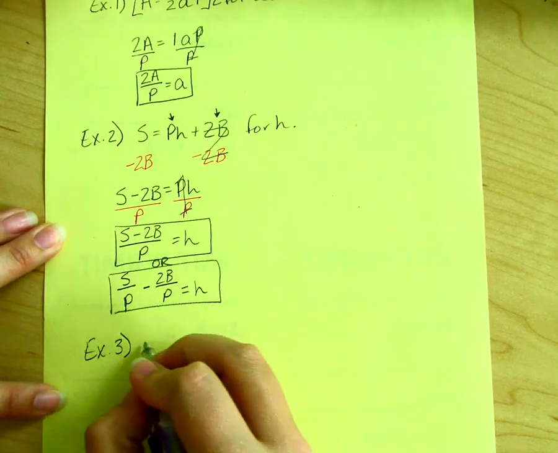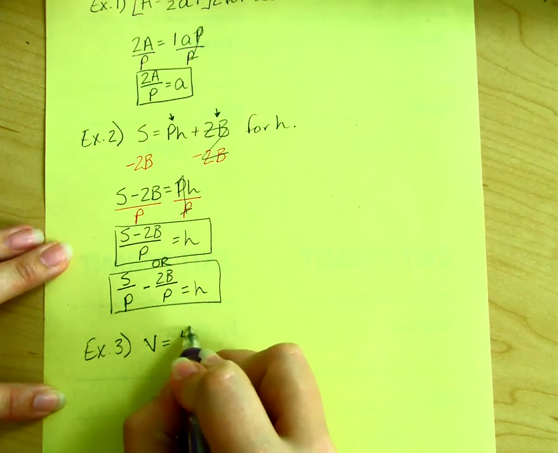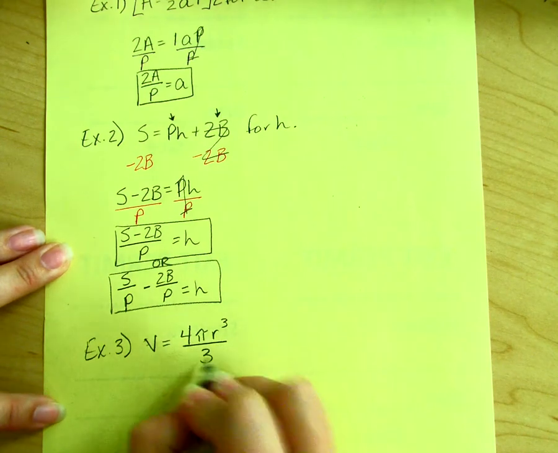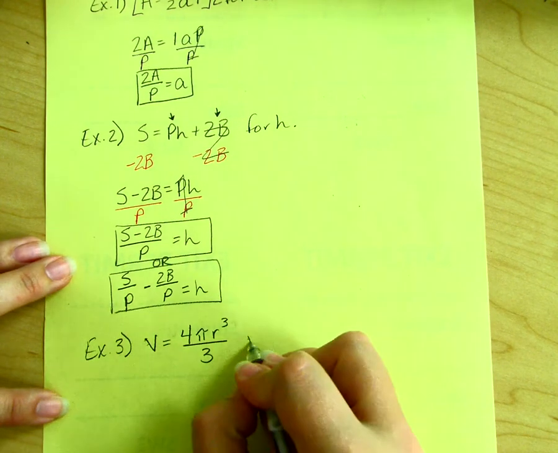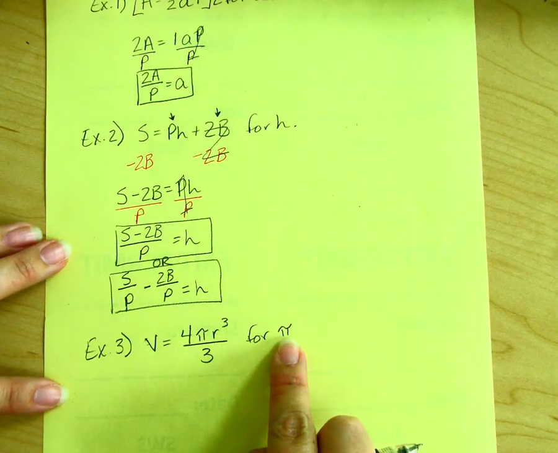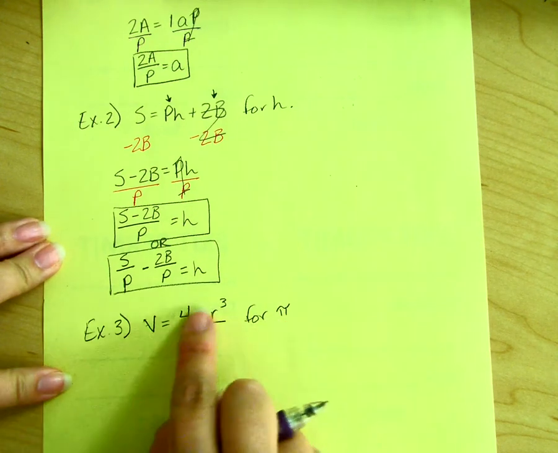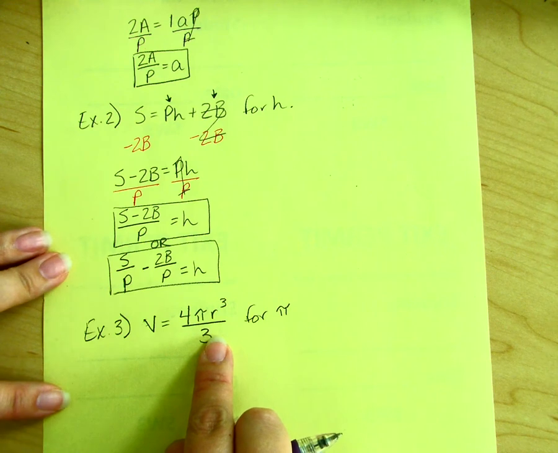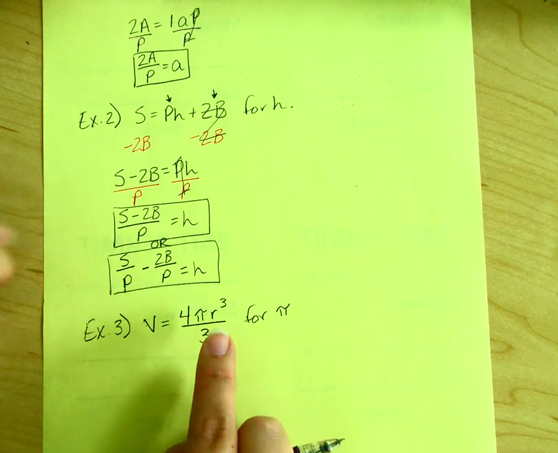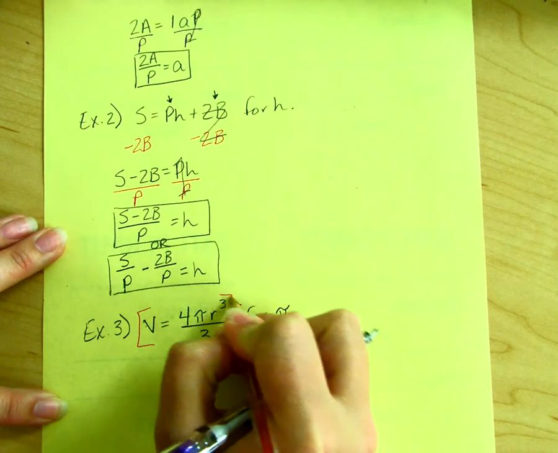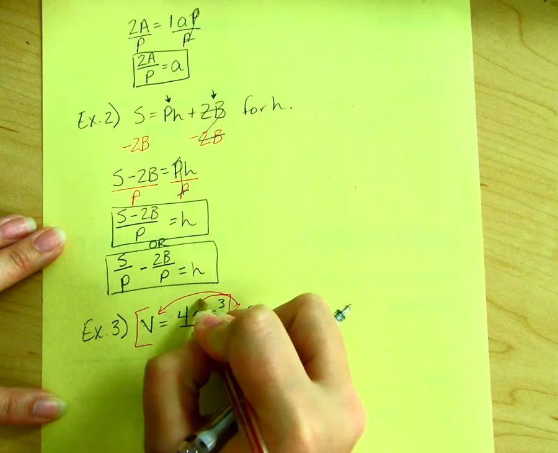Example 3, they give me v equals 4 pi r cubed divided by 3. They want me to solve for pi. So in this case, I'm going to get the symbol pi by itself. And the way I'm going to do that is by moving everything else away from it. The first thing I notice is that I have a 3 on bottom here. That's like the fraction 1/3. Matter of fact, there's a 4 on top, so that's like having the fraction 4/3. So in order to get rid of this 3, I have to multiply both sides by 3. So I'll multiply the v by 3, and then right here, this one by 3.